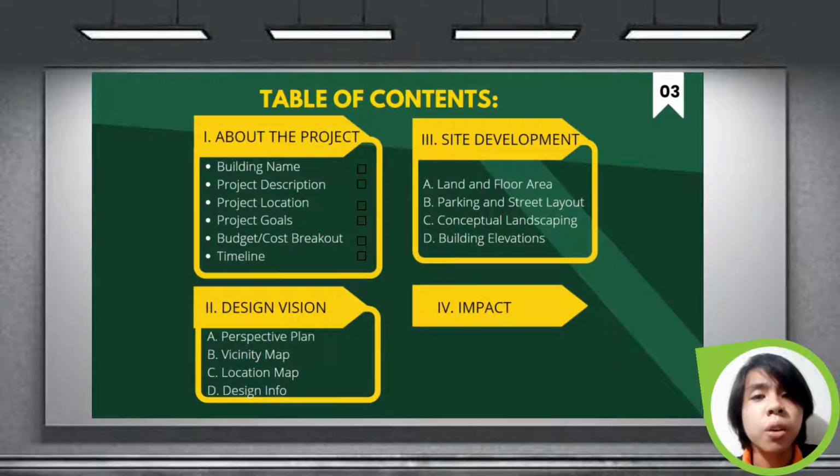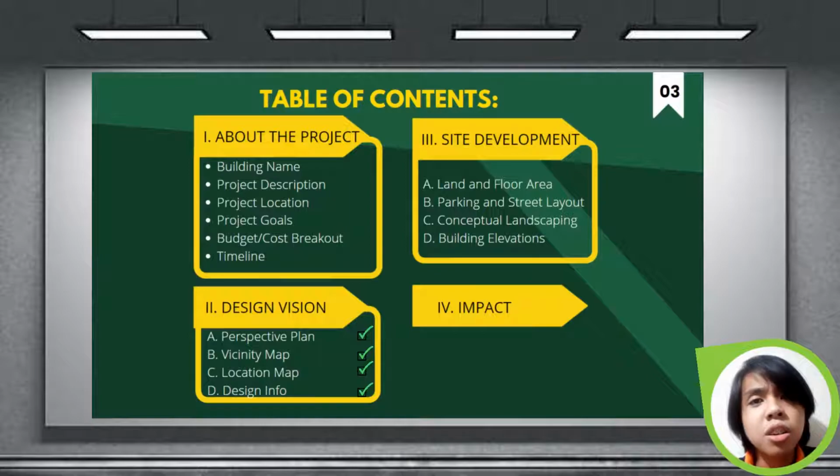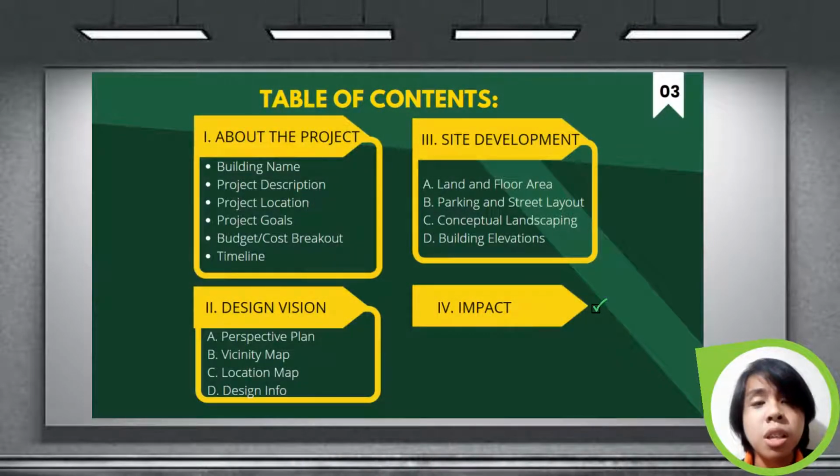Under this category are the building name, project description, project location, project goals, budget or cost breakout, and of course the timeline. We also have here the design vision. And under this category are the perspective plan, vicinity map, location map, and the design information. Next is the site development, and this includes the land area and floor area, parking and street layout, conceptual landscaping, and the building elevations. Then the last but not the least to be discussed in this presentation is the impact. Now that I have introduced the outline of the presentation, let us start a detailed explanation of the content of the proposal.